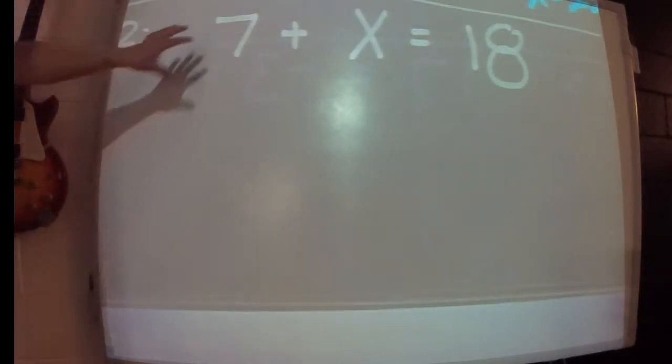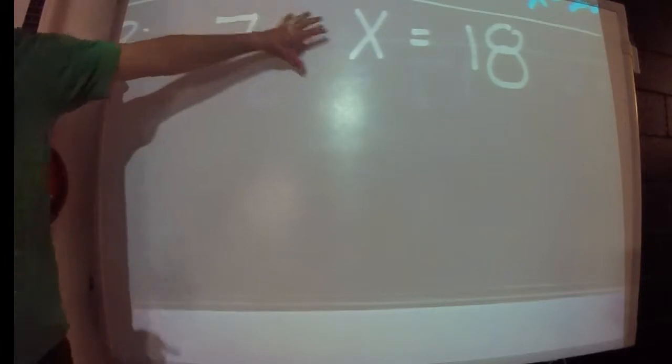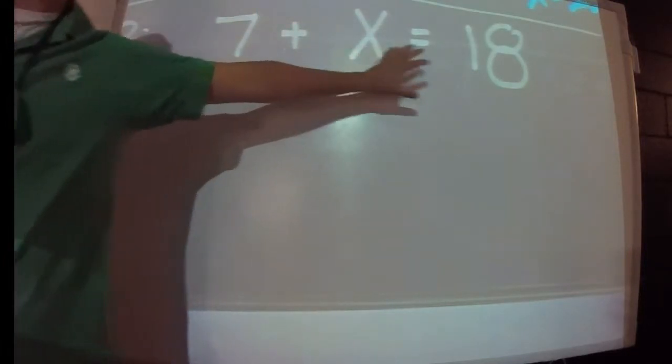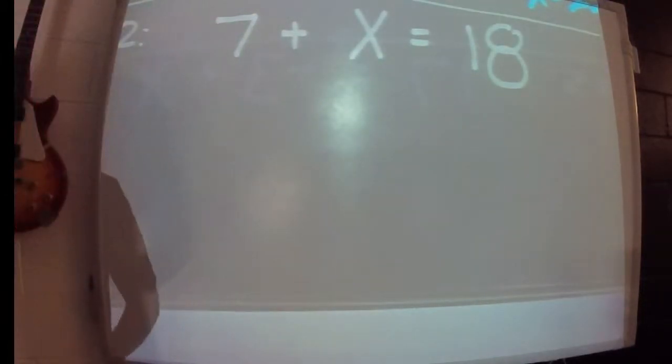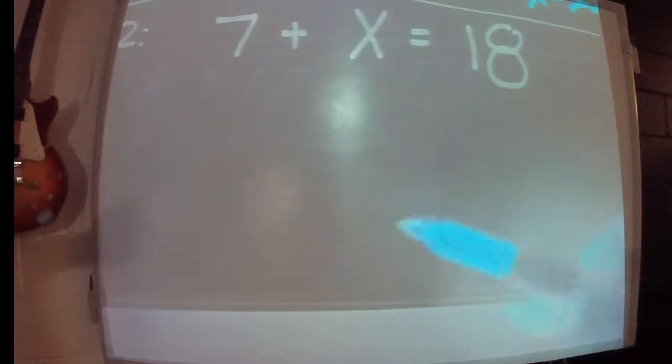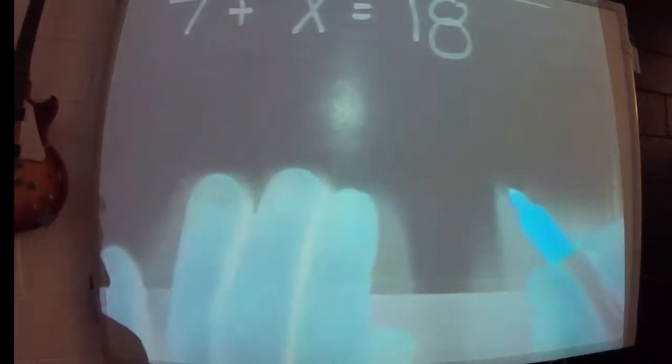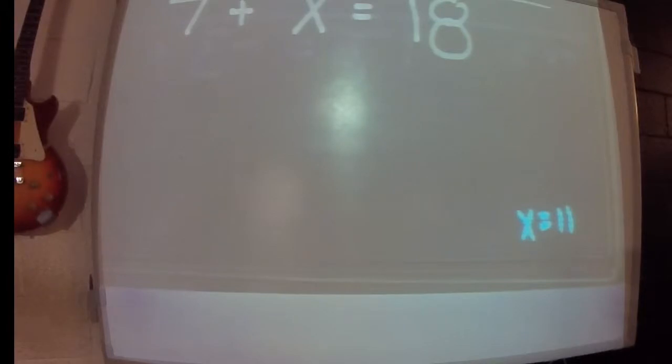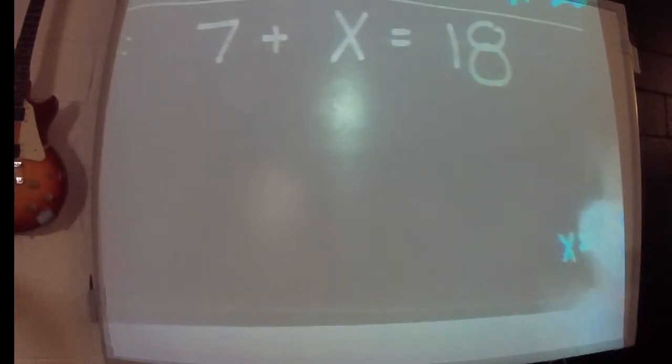Okay, look at this one. 7 plus X equals 18. So this means 7 plus what number would give you 18? And you should be able to figure that out without doing anything on paper. 11. Yeah. 7 plus 10 is 17, so 7 plus 11 is 18. So the answer is, you can write it really small down here, X must be 11, because 7 plus 11 is 18.